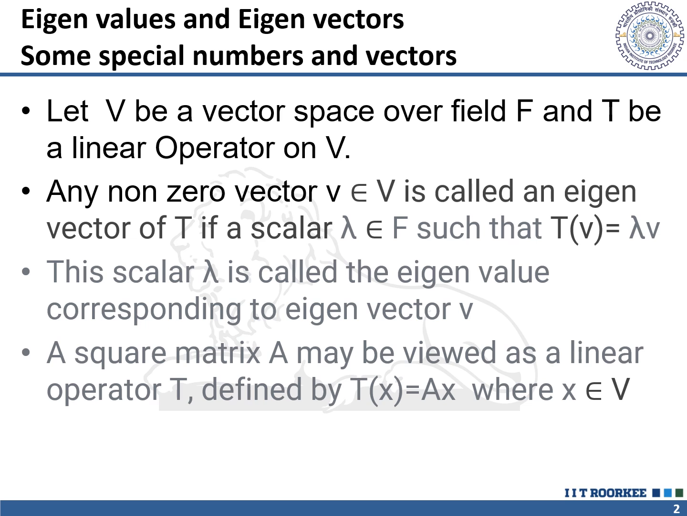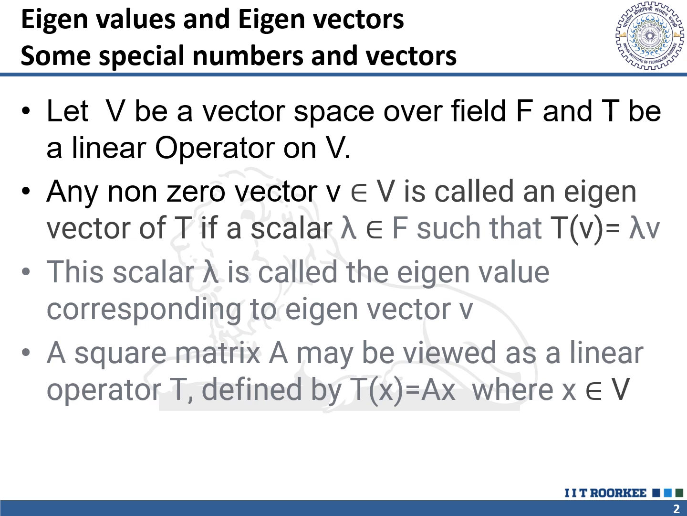Let V be a vector space over field F and T be a linear operator on V. What is T? T is a linear operator on V. T is a matrix which may change or may not change the direction of some vectors in the vector space. Any non-zero vector v from the vector space is called an eigenvector of T, which is a linear operator, if for some scalar lambda, T of v equals lambda v.